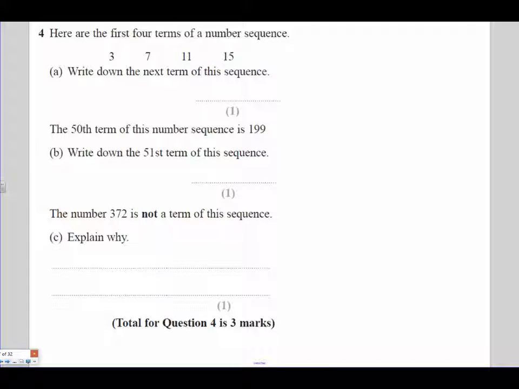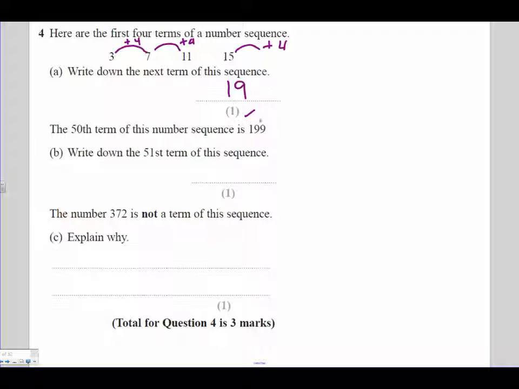Here are the first 4 terms of a number sequence: 3, 7, 11 and 15. Write down the next term of this sequence. So we need to work out the rule. To get from 3 to 7, we're adding 4. To get from 7 to 11, we're adding 4. So to continue our sequence, 15 plus 4 would give us 19, and that's worth 1 mark.